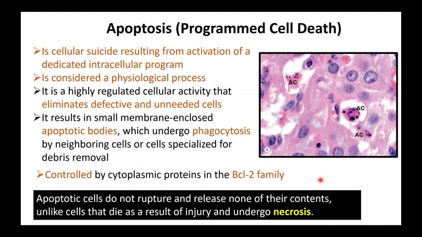Now this is programmed cell death, which is a physiological process, and it is important for eliminating defective or not needed cells. Defective cells or cells which are not needed, they die. When they die, they end up forming membrane-bound apoptotic bodies, and these apoptotic bodies are taken care of, just like a napkin. We use it, then you put it in the bin, and somebody will clean the bin, or you yourself clean the bin. Material which is not needed, the cells will die.